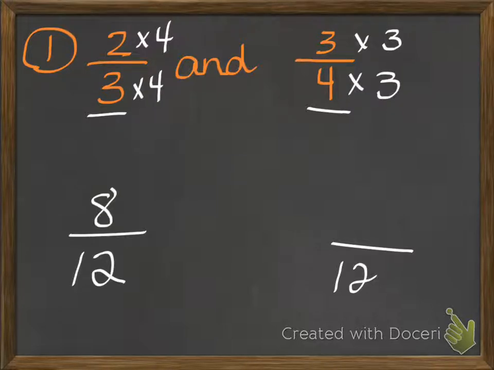Over on the next fraction, I did 4 times 3 to get 12. Now I'm going to do 3 times 3. 3 times 3 is 9. Okay, so now I have renamed the fraction. So I have changed the denominator, and I've made new fractions.